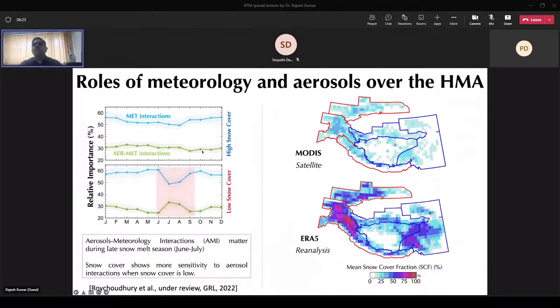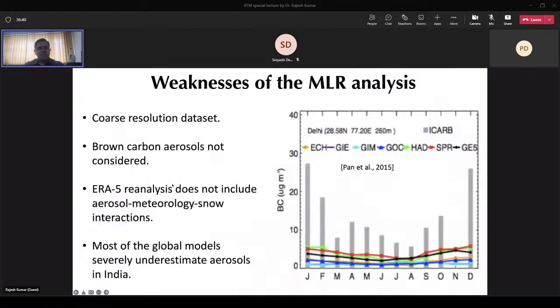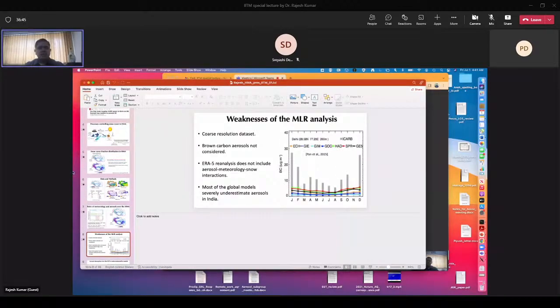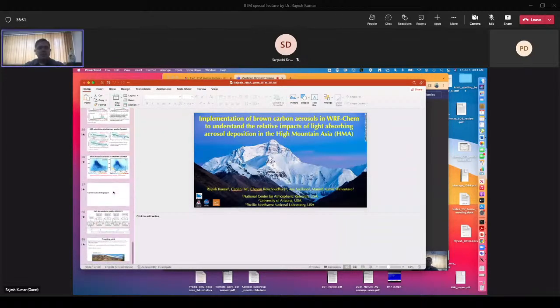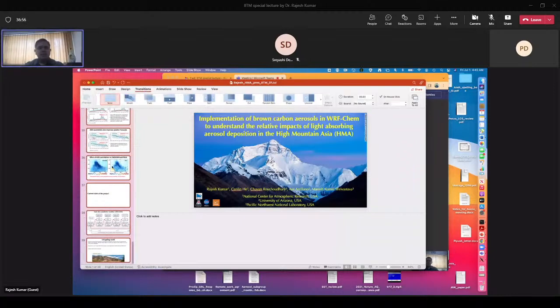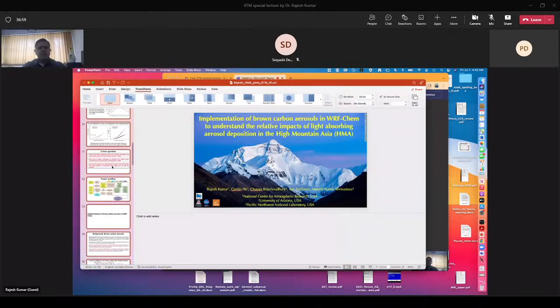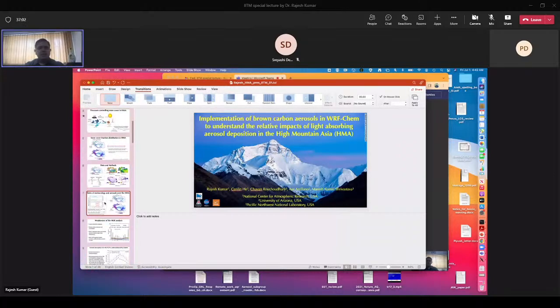In the low snow cover region, which are the inner parts of the high mountain Asia, yeah, I'm sorry, something is happening in my presentation, and I don't know what. I'll try to keep it stable. Okay, give me a second. I think somehow the transitions are enabled. Let me see. Hopefully this will fix it.